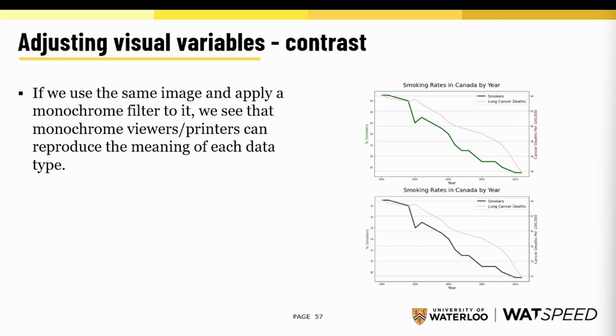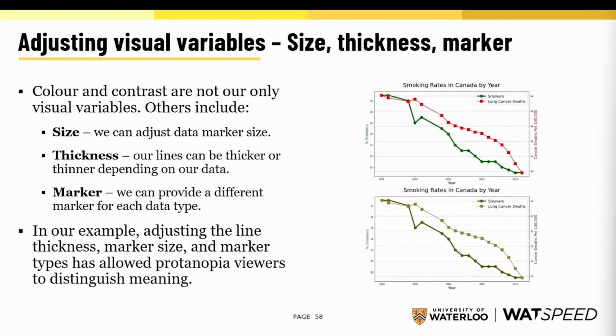But these are not the only visual variables that we can manipulate. So we can also manipulate the size of our lines. We can adjust data marker size. We can adjust line thickness. We can use different markers to represent different data types. So in our example, by adjusting our line thickness, our marker size, and our marker types, even if somebody is deficient in the colors that you have chosen, they can still infer meaning between the two data sets by looking at the marker sizes, by looking at the line thicknesses, and potentially, depending on your choice of shades or your choice of hues, they can infer meaning based on contrast.